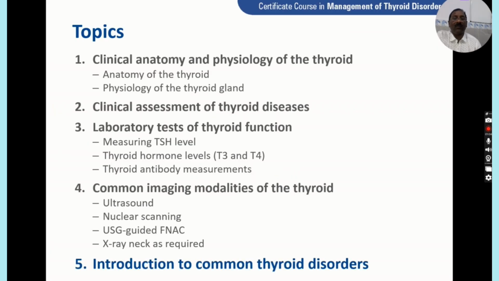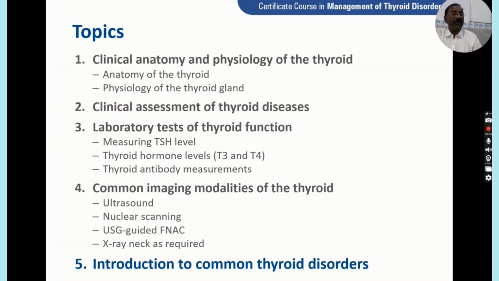Introduction to the common thyroid disorders. Before that, what are some points about the thyroid that you know of? Investigations-wise, respect the lab: T3, T4, TSH, etc. And then the ultrasound thyroid is very important, so radiology. Then FNAC in some cases to identify early malignancies.